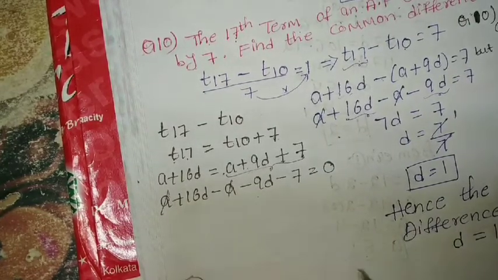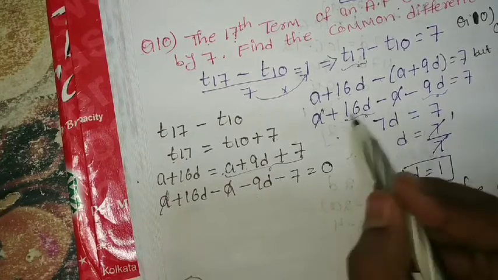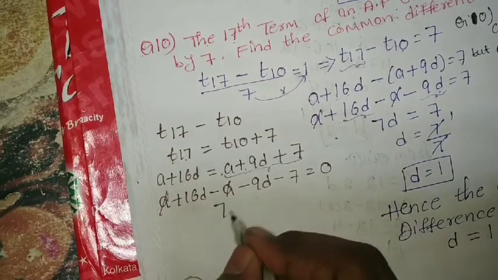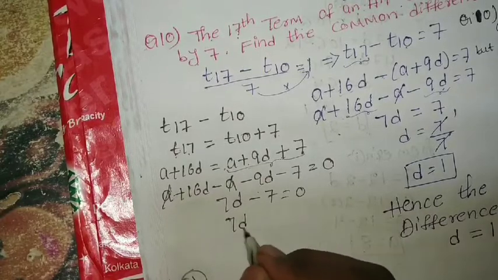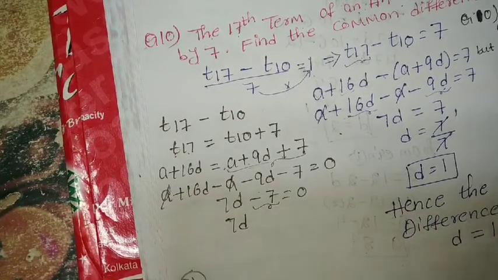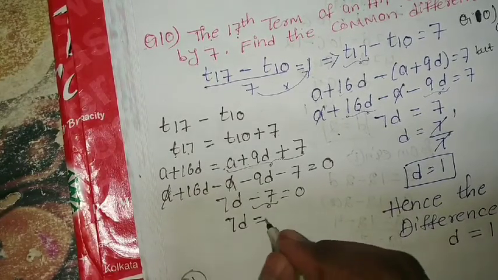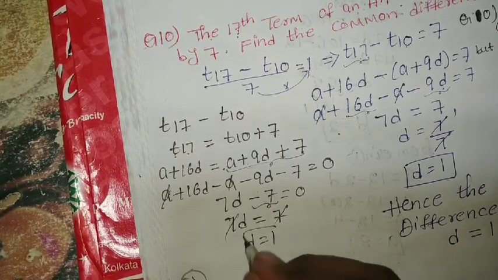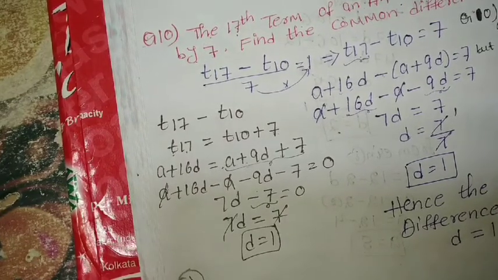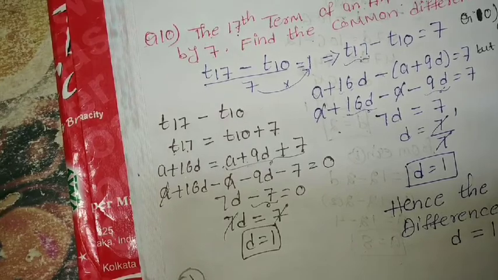So a cancels. See, same process we are getting. 16d minus 9d is 7d, minus 7 is equal to 0. So 7d; minus 7, if we send it to the right side, it becomes plus 7. 7d is equal to 7. D is equal to 1. Understand? Are you getting it? It's a very simple and easy question.